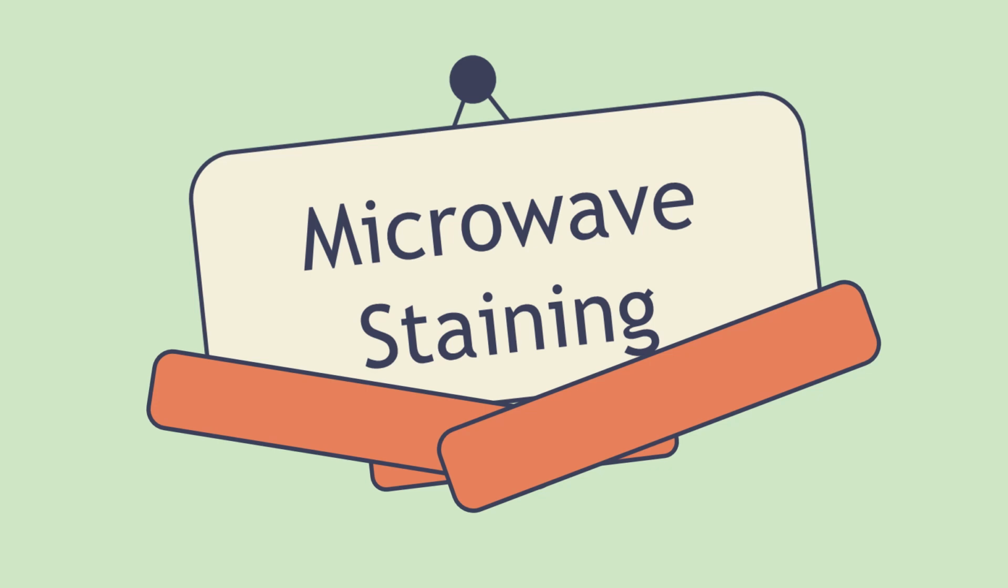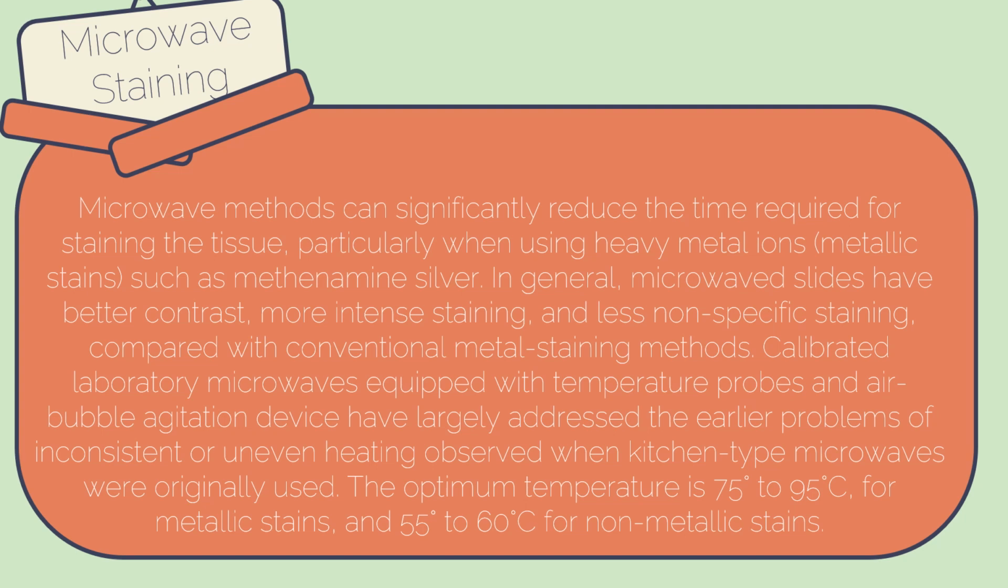Now, we also have the microwave staining. So microwave methods can significantly reduce the time required for staining the tissue, particularly when using heavy metallic ions or metallic stains such as methenamine silver. In general, microwave slides have better contrast, more intense staining, and less non-specific staining compared with conventional metal staining methods. Calibrated laboratory microwaves equipped with temperature probes and air bubble agitation devices have largely addressed the earlier problems of inconsistent, uneven heating observed with the kitchen-type microwave, so they are more apt for the procedure. The optimum temperature should be 75 to 95 degrees Celsius for metallic stains and 55 to 60 degrees Celsius for non-metallic stains. Take note of that.